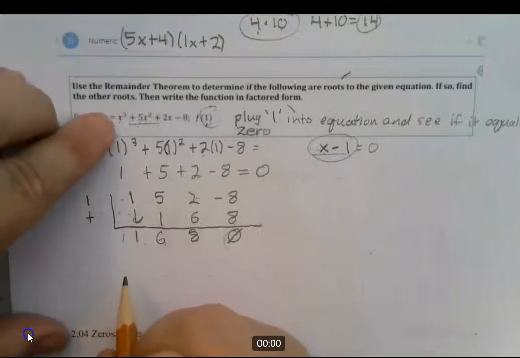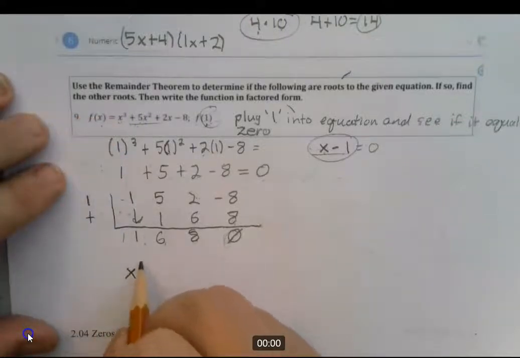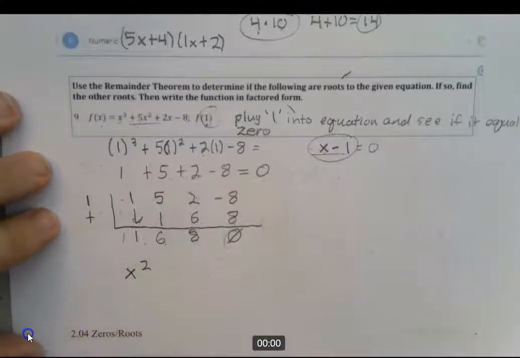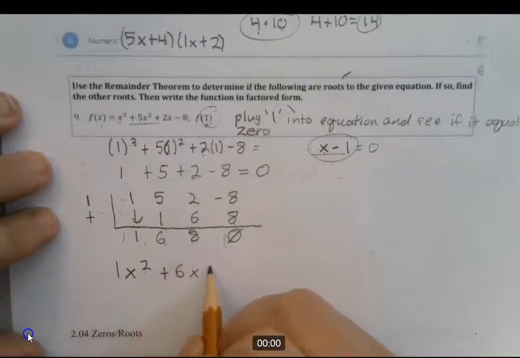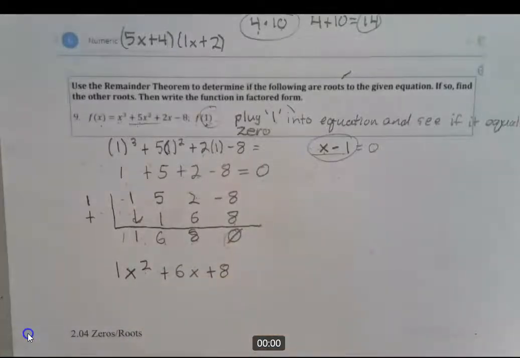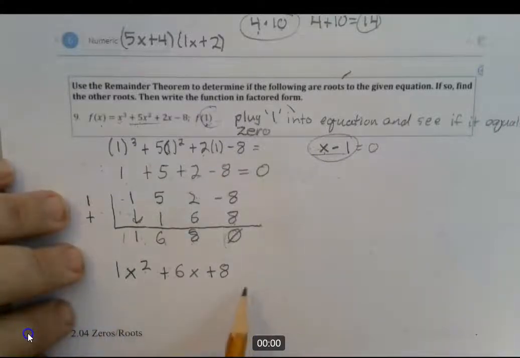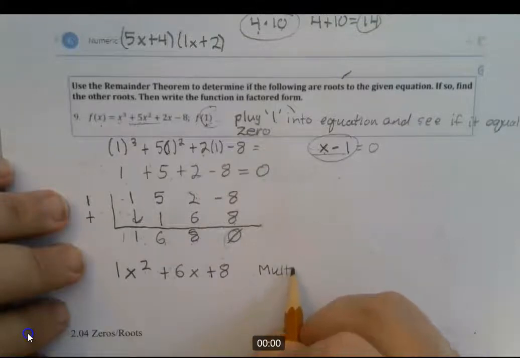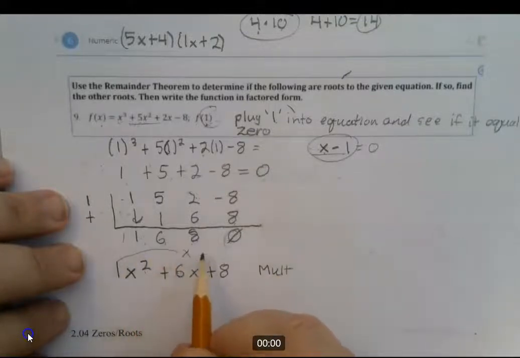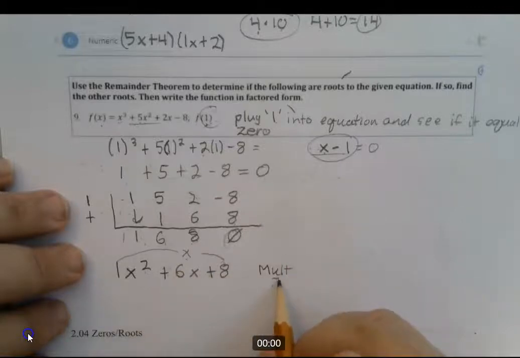So we started with a cubic, x to the third, so our quotient is going to be an x squared. You always go down one exponent. Bring down this coefficient as 1, plus 6, and the next one's going to just be x. You just reduce that by 1, and the next one is going to be 8. Okay, so now I'm going to factor this. So I need to multiply to the grand product, that's 1 times 8, 8, and it has to add to 6.